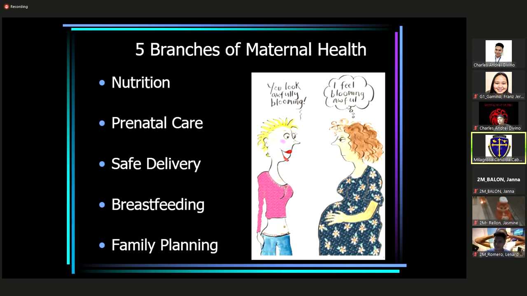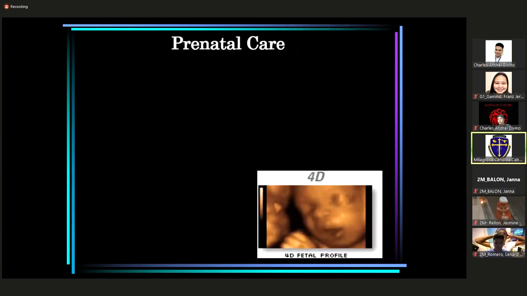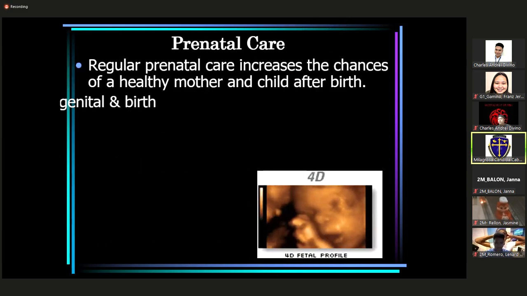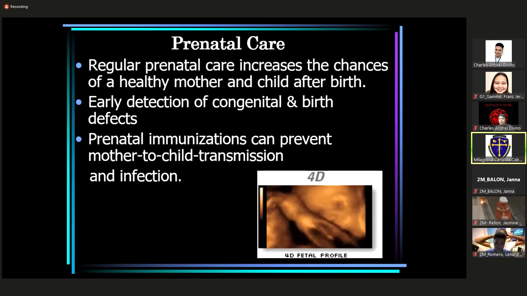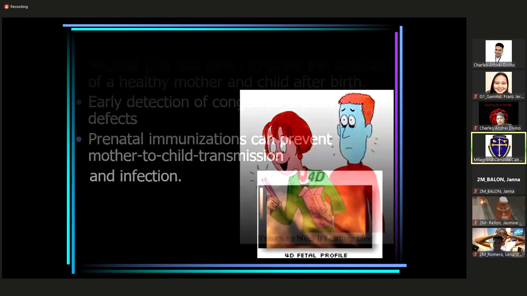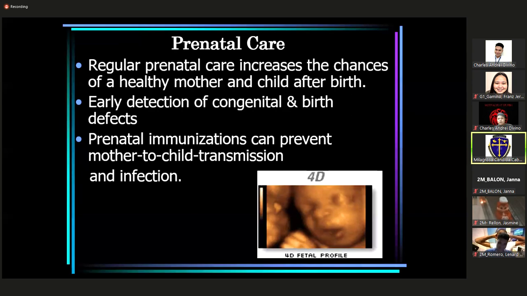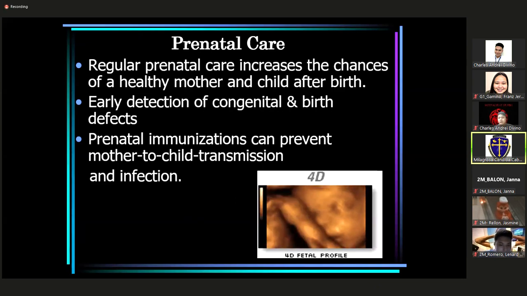Okay, so let's go now to prenatal. Okay, yan ang prenatal care. Wait. Okay, so regular prenatal care is really needed. This would increase the chance of a healthy mother and child after birth. Then early detection din po siya ng congenital and any birth defects.